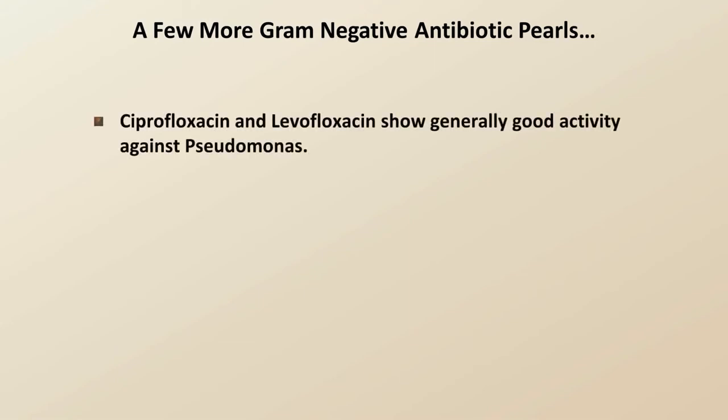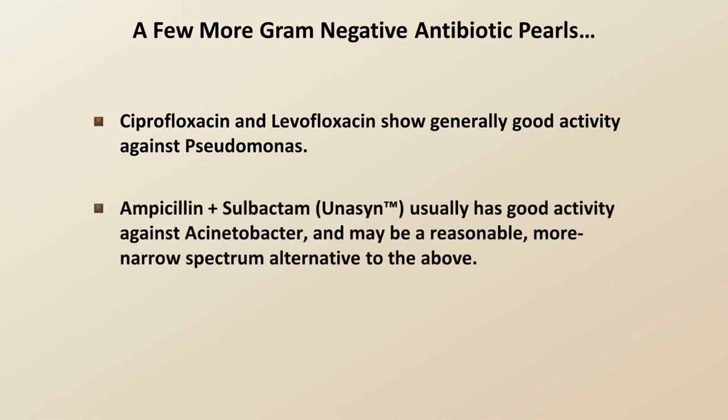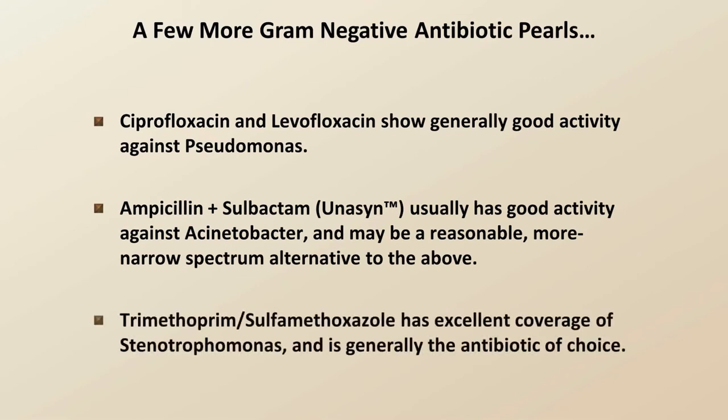There are a few more gram-negative antibiotic pearls of which you should be familiar. As you may recall from Lecture 3 on the classification of antibiotics, ciprofloxacin and levofloxacin show generally good activity against Pseudomonas. Also, the combination of ampicillin and sulbactam, which is marketed under the name Unasyn in the US, usually has good activity against Acinetobacter and may be a reasonable, more narrow-spectrum alternative to the above. Finally, trimethoprim sulfamethoxazole has excellent coverage of Stenotrophomonas and is generally the antibiotic of choice when no contraindications exist, such as renal failure.